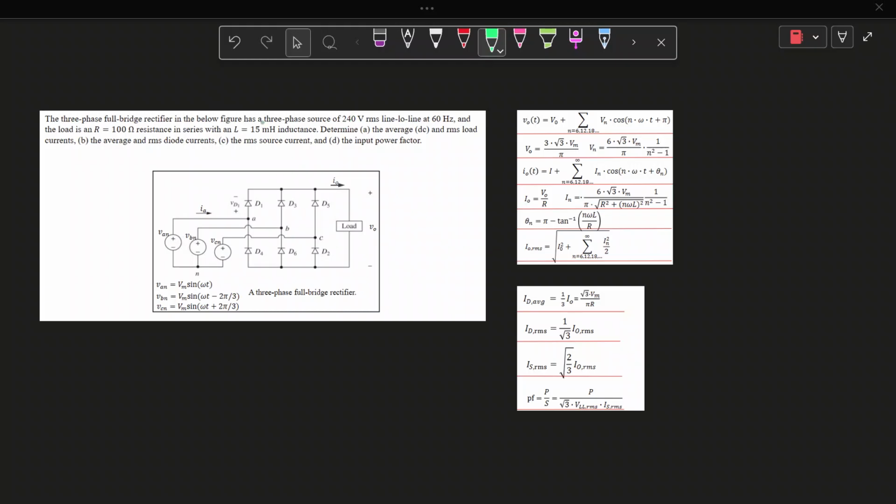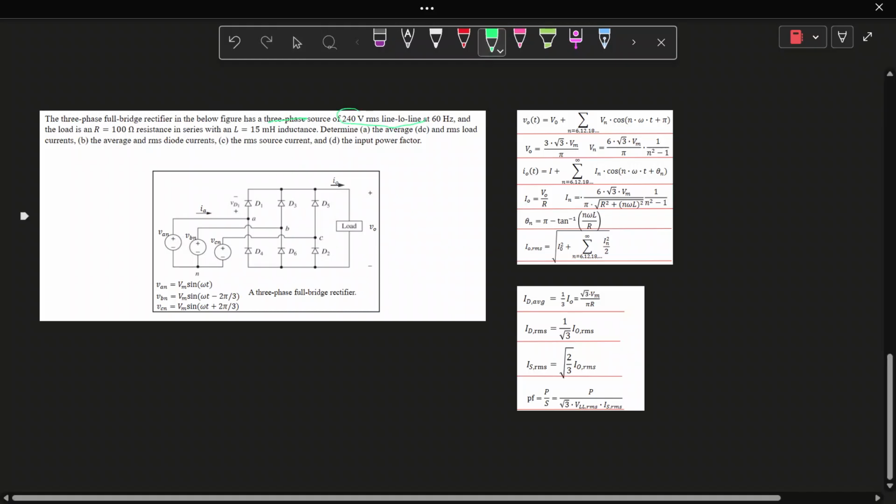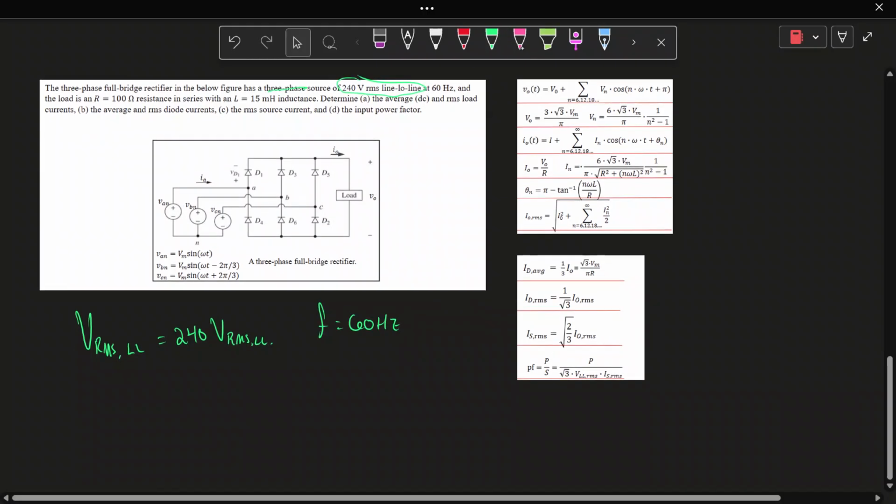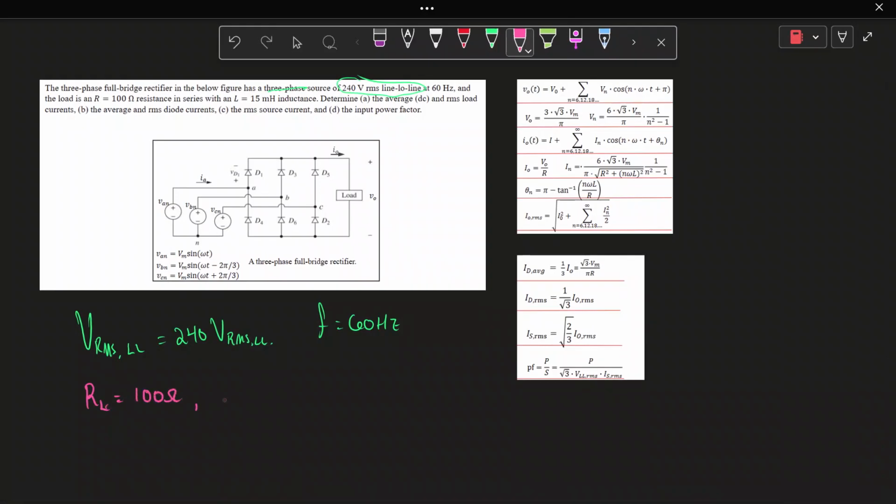Now, let's read the problem. We're given this three-phase source of 240 volts RMS line to line. That's kind of a mouthful, so we can write this down: V RMS line to line is equal to 240 volts RMS line to line. We're also given the frequency at 60 hertz, and we're given the load. So the RL load here has R equal to 100 ohms. What else do we know? The load inductance is equal to 15 millihenries.